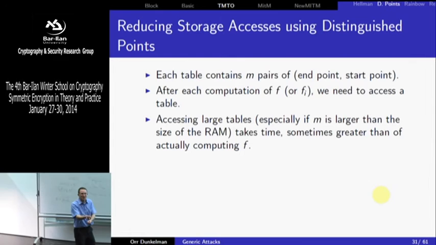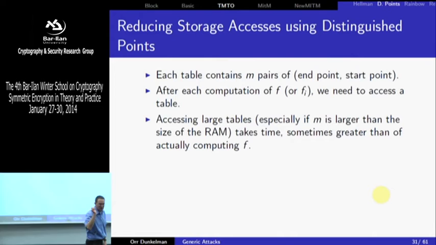Let's say we're discussing AES instructions. Today you can do an AES encryption in 61 cycles on a modern CPU. Accessing RAM does not take 61 cycles. It takes significantly longer. So, what should we do?